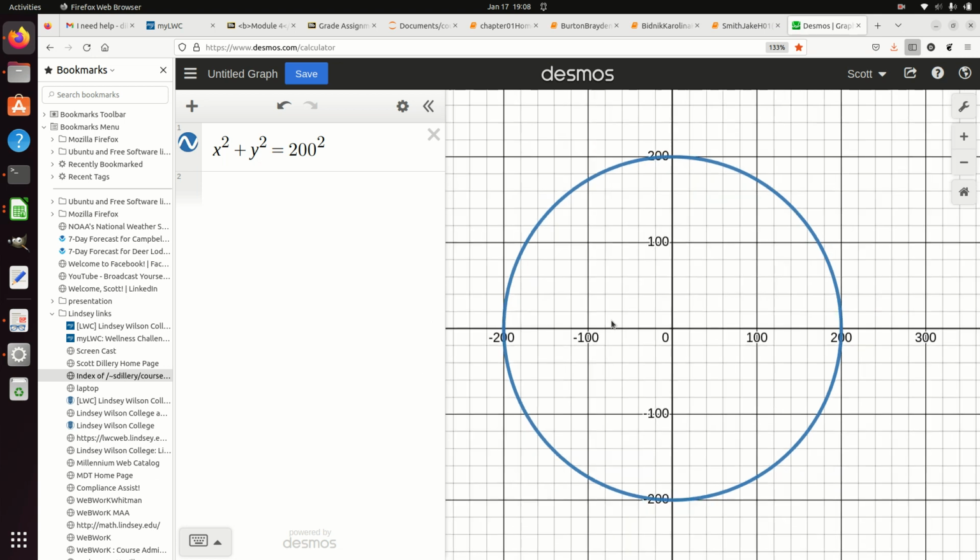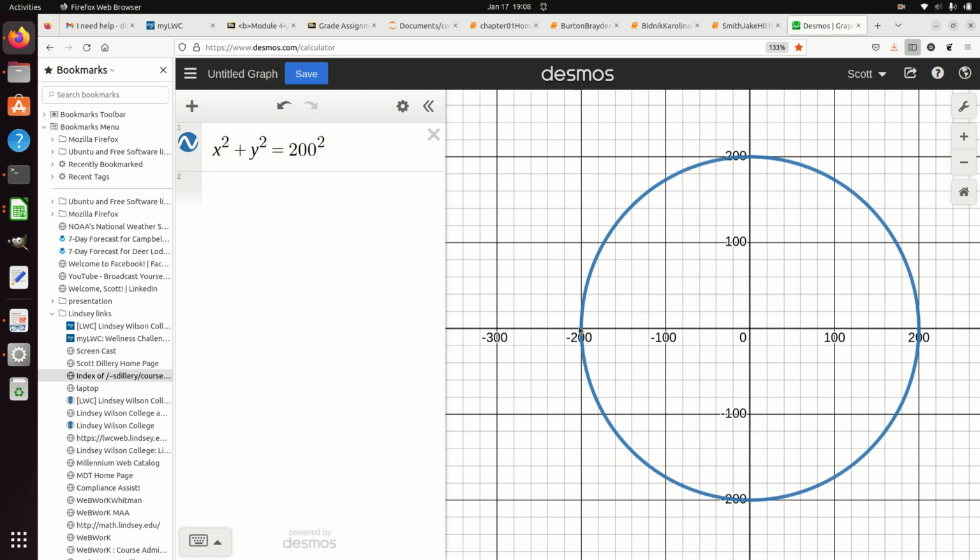Now I need to go 60 more feet this way and 60 feet up. Well, that's a point, and it's at minus 260 and 60 feet up. So there is the combine.